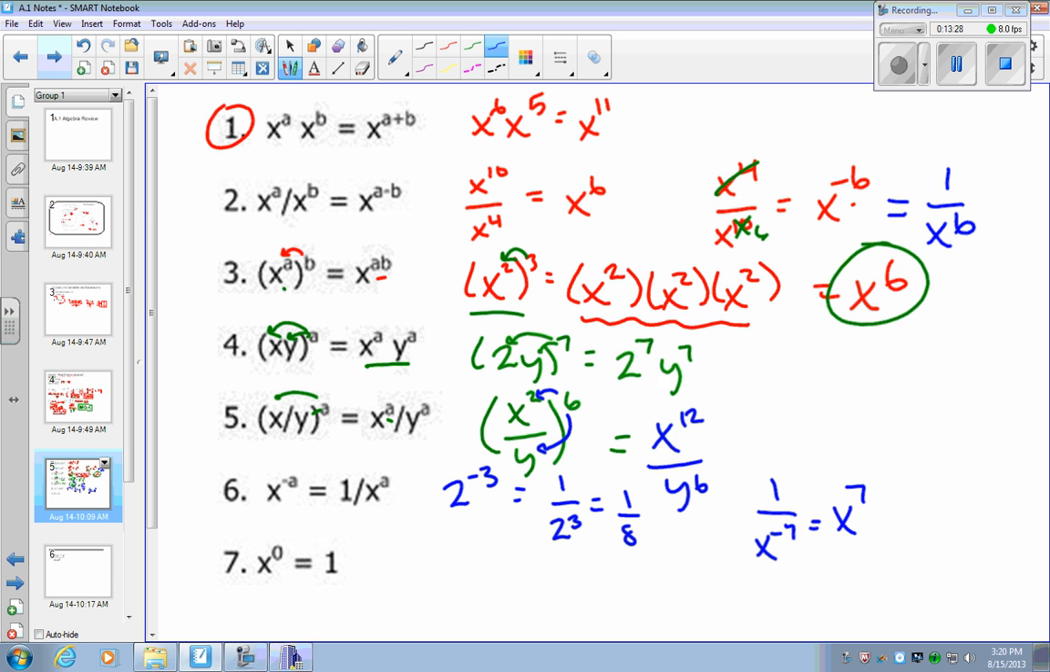Last rule, anything to a 0 power is 1, not a 0. So you could even take smiley face to a 0 power, and you better get 1.